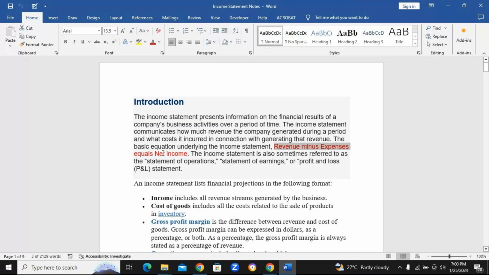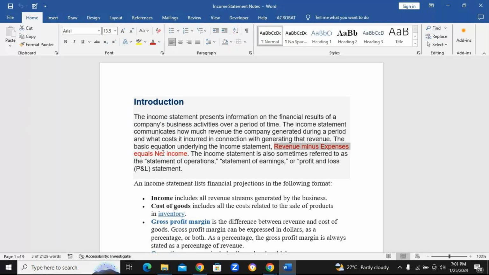Why do we need an income statement? There are internal and external users. Internal users who require income statements are the board of directors and company management, to analyze where the business stands. This helps them take decisions to make a proper profit.